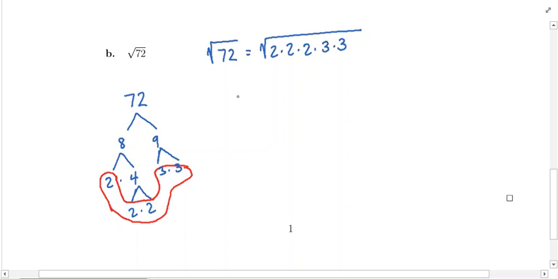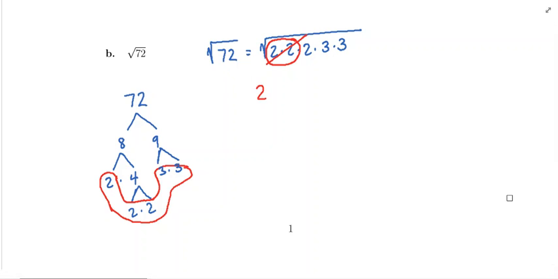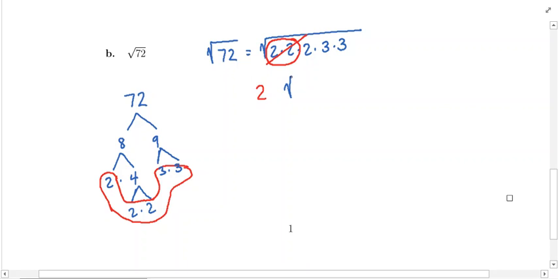So we can check ourselves. 2 times 2 is 4, times 2 is 8, times 3 is 24, times 3 is 72. So both sides are the same, the square root of 72. Next step, look for pairs. I see a pair of 2's. I have 2 2's, so I'm going to circle them and cross them out, and one of the 2's comes out. Underneath the square root, I've crossed out this pair of 2's. That's going to leave me with 2 times 3 times 3 underneath the square root.